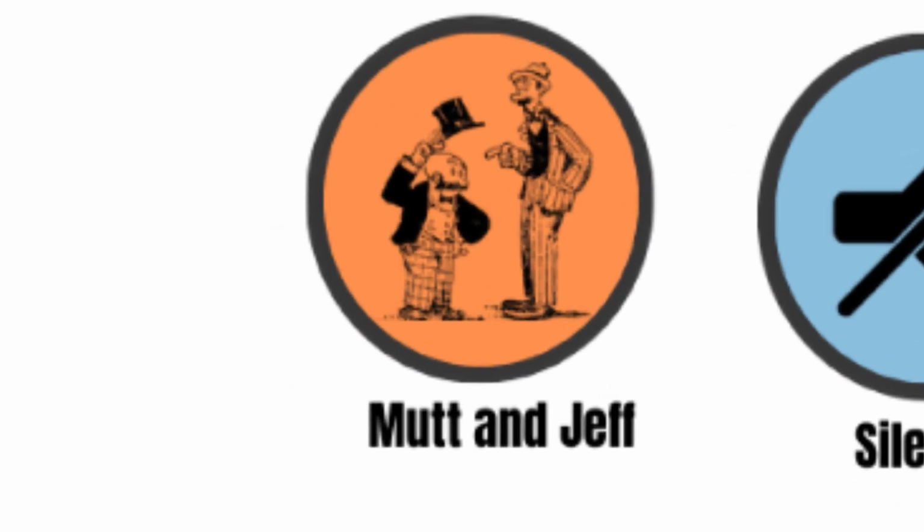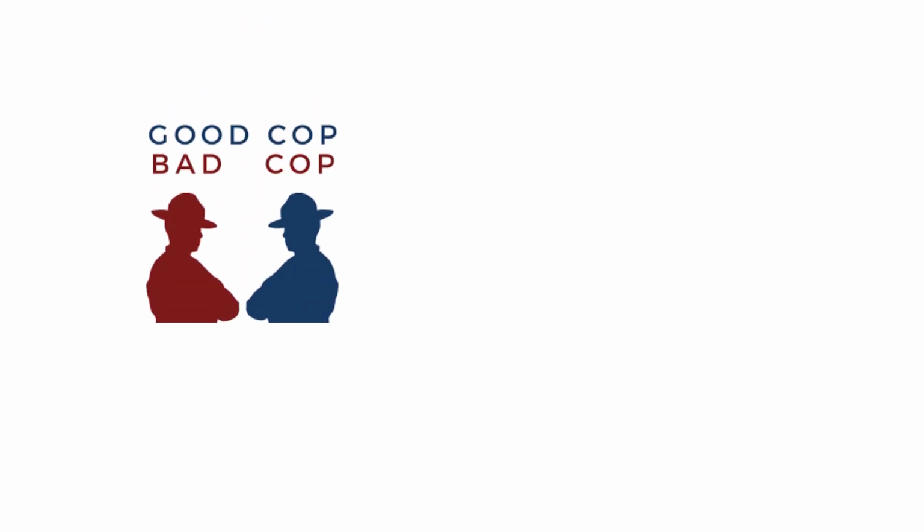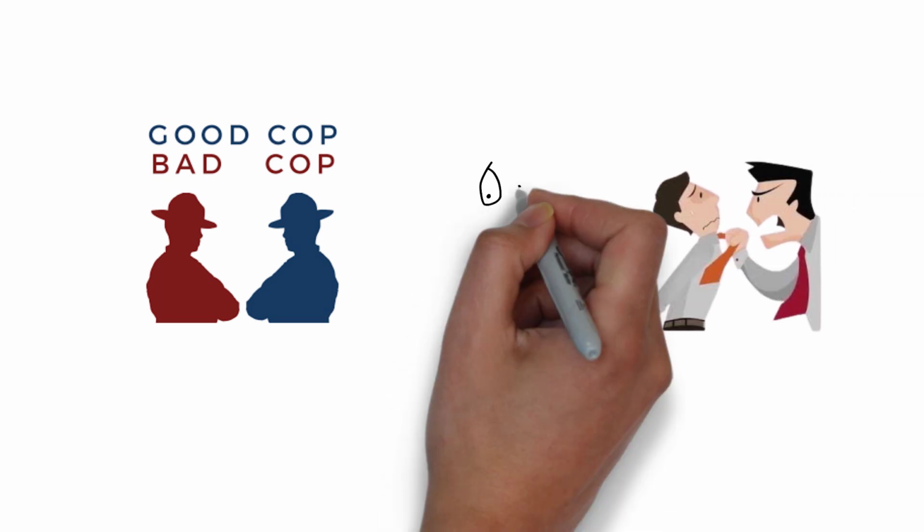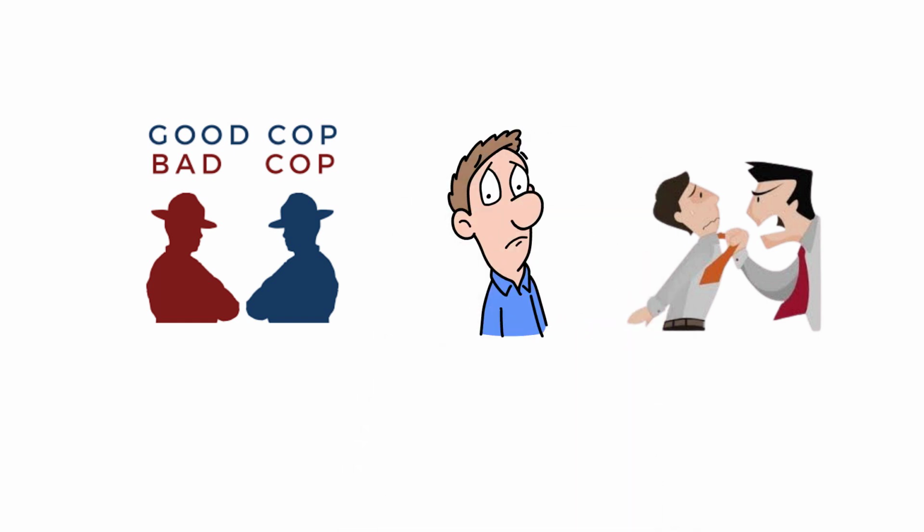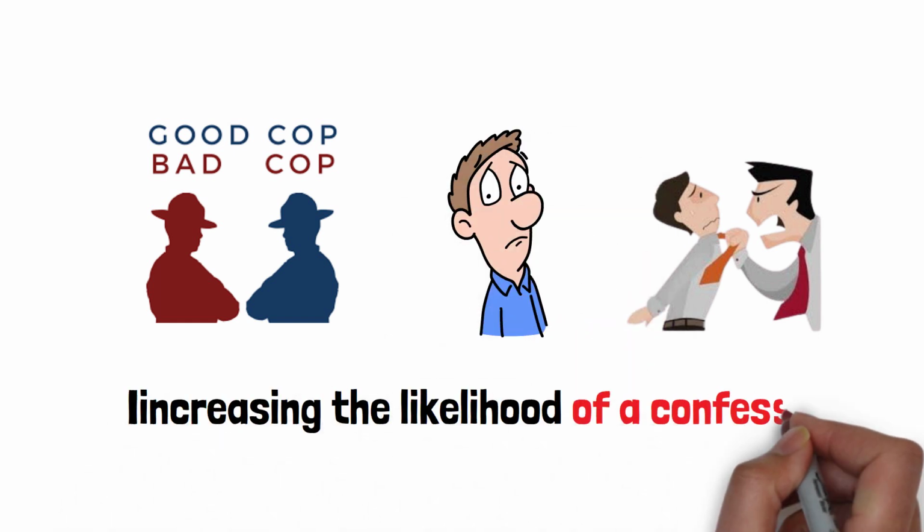Mutt and Jeff. Similar to good cop, bad cop, this technique uses alternating kind and harsh interrogators to confuse and wear down the suspect, increasing the likelihood of a confession.